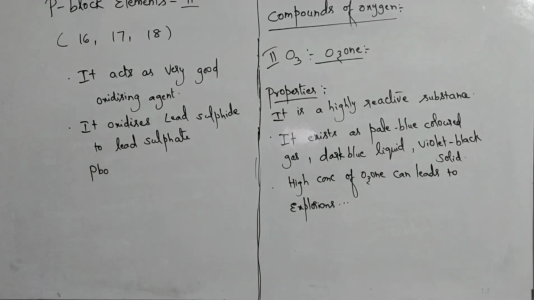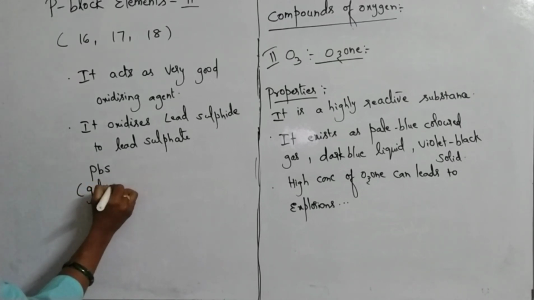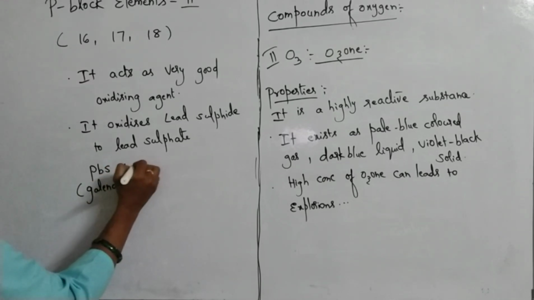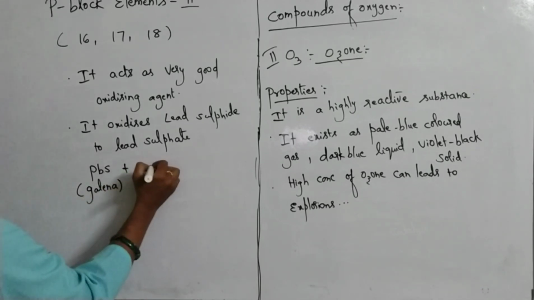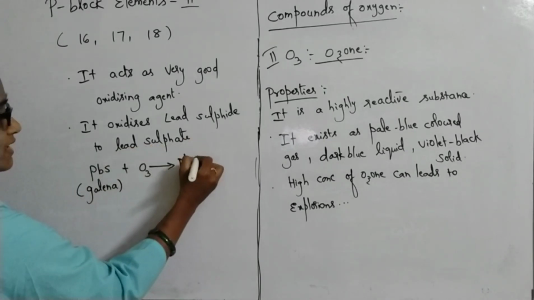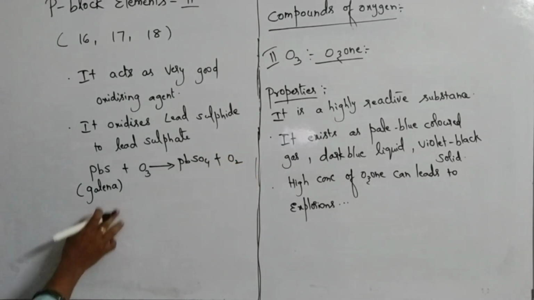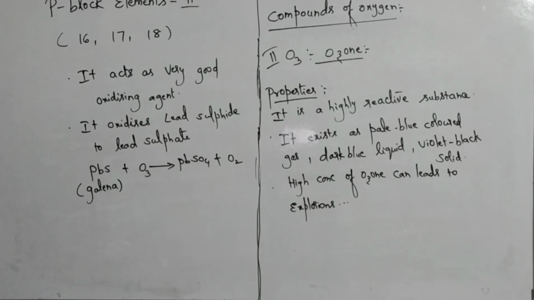In presence of ozone, lead sulfide, PbS, which in the ore form you call galena, gets oxidized to lead sulfate, PbSO4. Sulfate is SO4. Along with that, you will get oxygen also. Galena is the sulfide ore of lead. Pb means lead, plumbum.